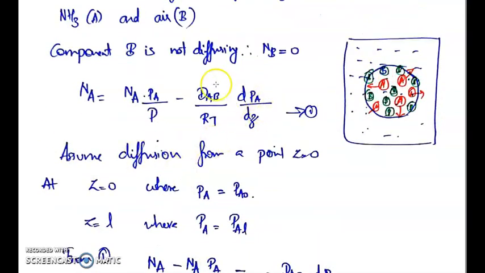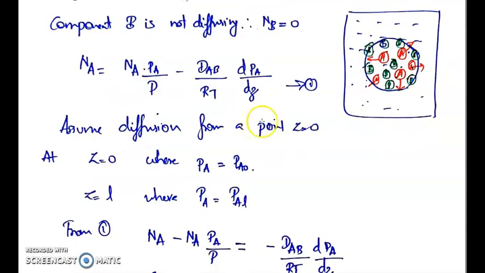We have to solve this differential equation to get an expression for NA. We have two variables here, partial pressure and Z. So let's assume limits to solve this. We are assuming the diffusion is taking place from a point at Z equal to 0 and continuing till Z equal to L. So the diffusion of the molecules is taking place between these two lengths.